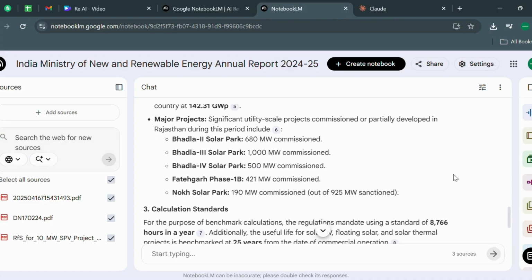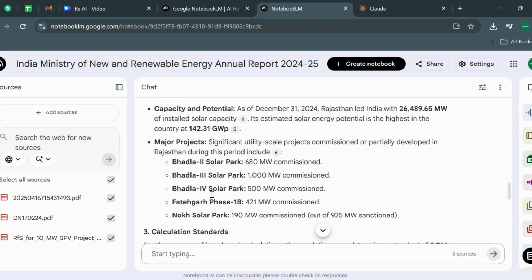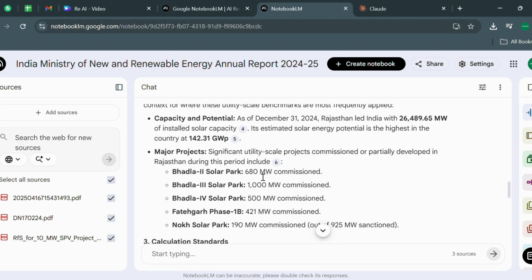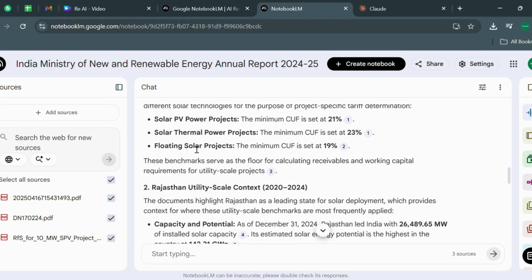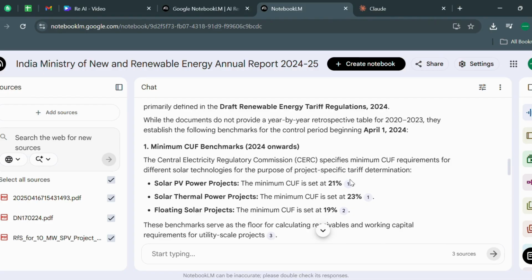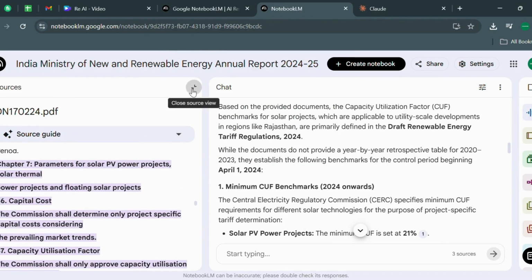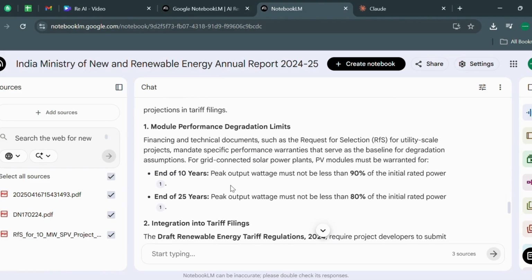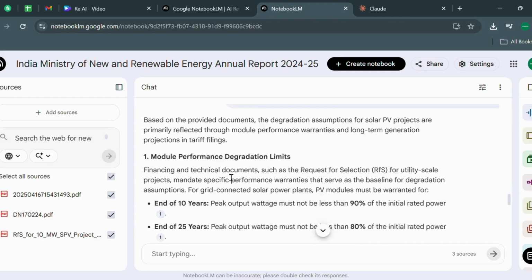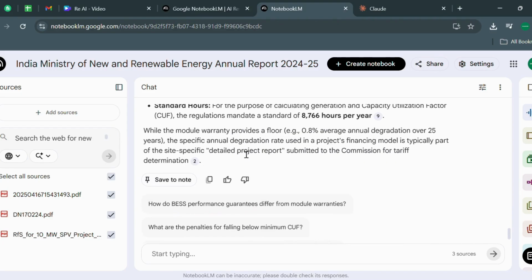Like prompt number one, CUF benchmarking. So you are saying to the AI, from the uploaded documents, summarize CUF benchmarks for utility scale solar projects in Rajasthan between 2020 to 24, cite source documents. We are using an amazing AI called Notebook LM, and I just love it. You can see my previous video. My love towards Notebook LM is endless. What Notebook LM does is extract CUF references, quote report sections, mention source PDFs. So instead of browsing 12 PDFs manually, AI synthesizes them in seconds.